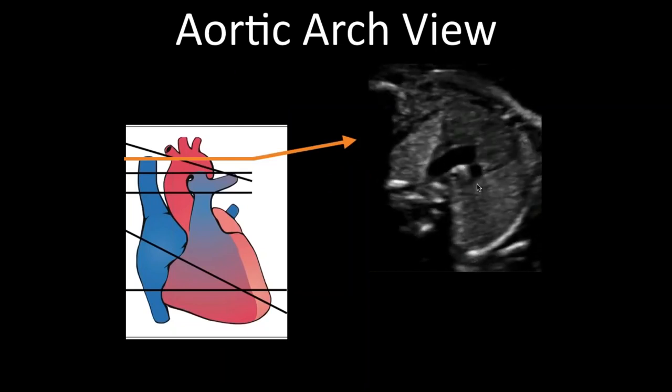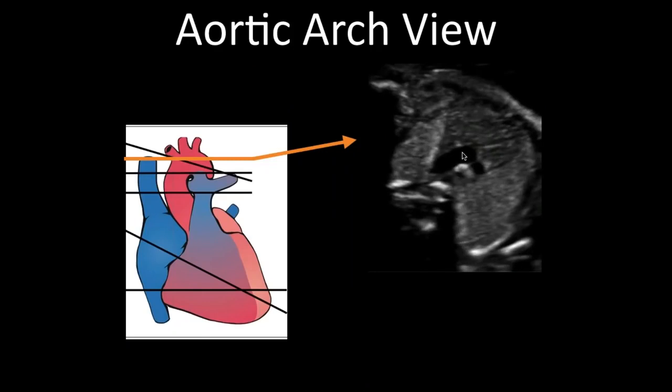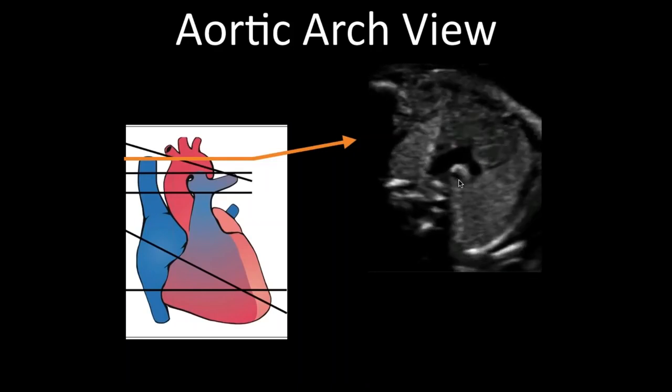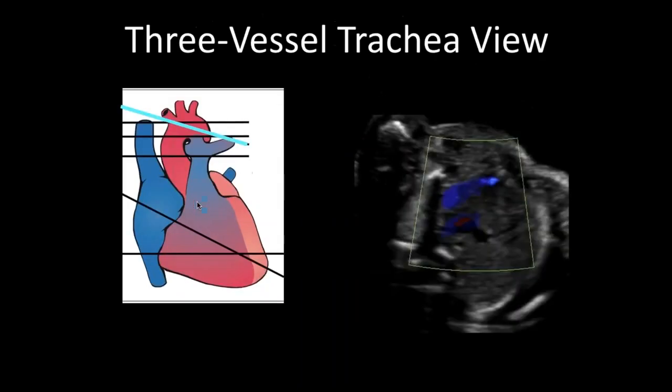The aortic arch view here, you see the thymus gland really nicely displayed. You see it right around here. And you see the aortic arch and the superior vena cava, and here's the trachea right here. Again, it's a two-vessel view because we are really high up in the chest above the divisions of the pulmonary artery.